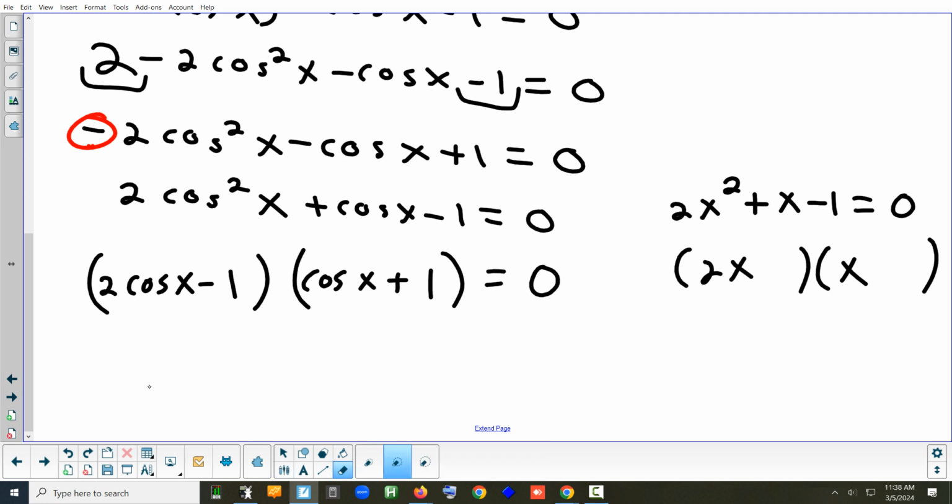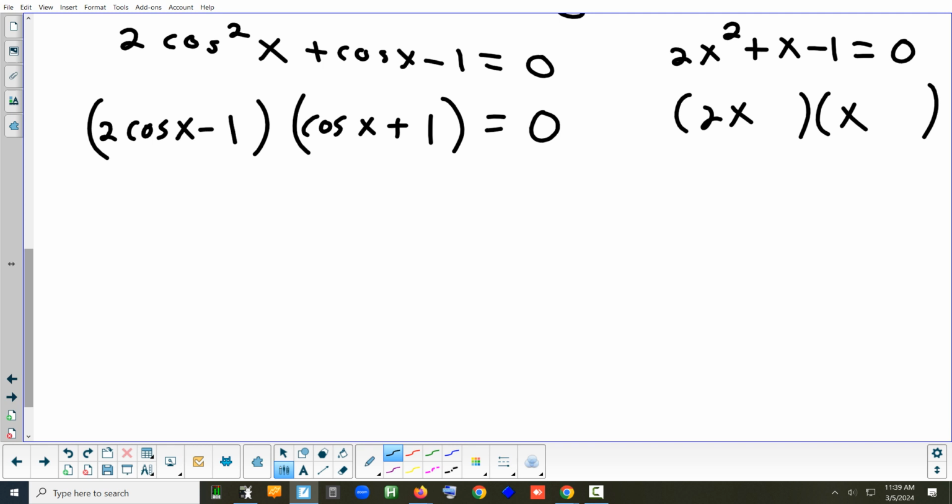All right. Now, what do we do with each factor? Set them equal to 0. Okay, so 2 cosine x minus 1. Sometimes I start to rearrange this at the same time. I won't do that. I'll just copy the whole thing and set it equal to 0. And then we'll start to rearrange. Okay, so we need to move the negative 1 and the 2 to the other side.